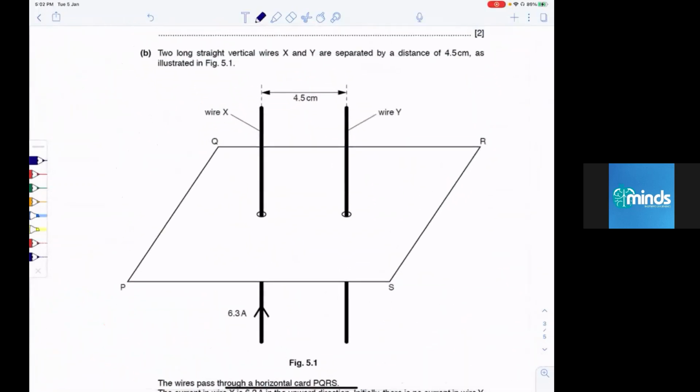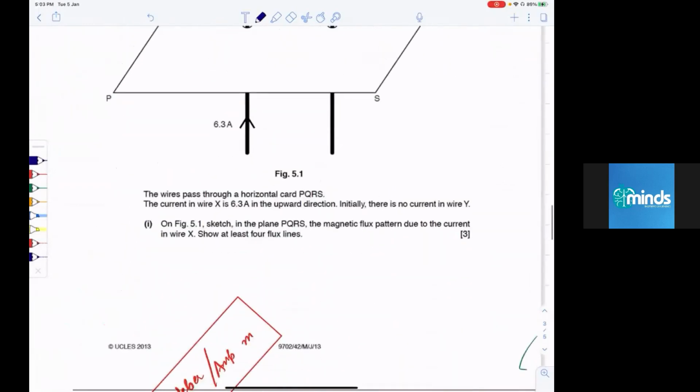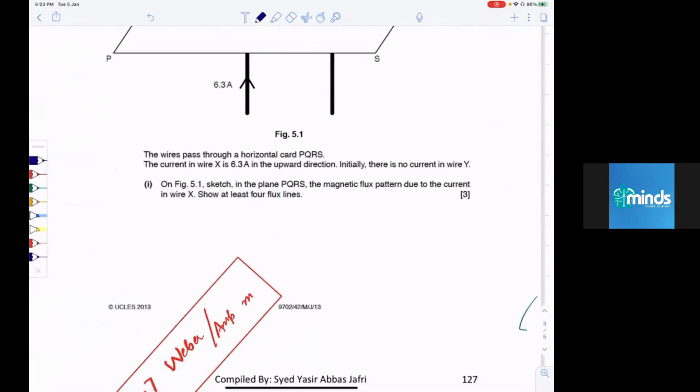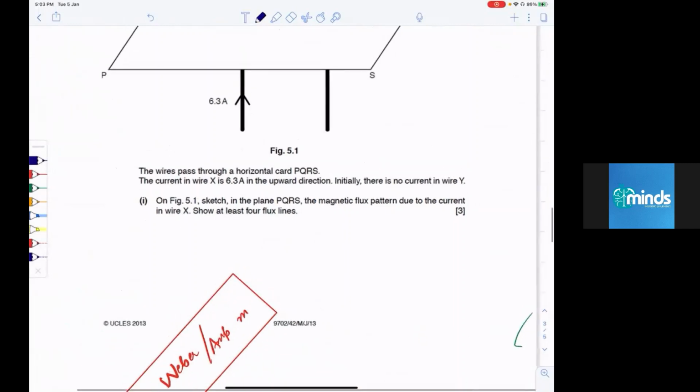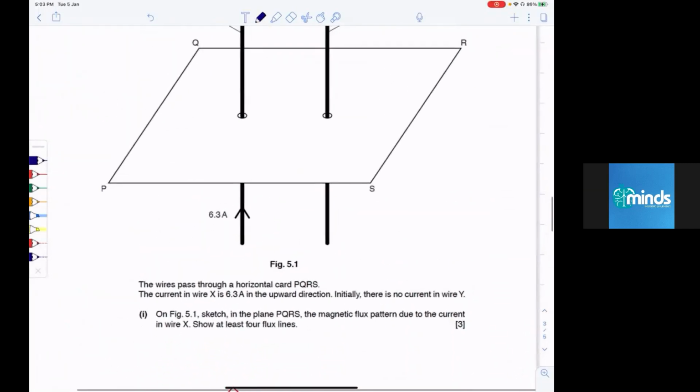Okay, now the question: two long straight vertical wires X and Y are separated by a distance of 4.5 centimeter as illustrated in figure 5.1. The wire Y passes through a horizontal card PQRS. The current in the wire X is 6.3 ampere in the upward direction. Initially, there is no current in the wire Y. On figure 5.1, sketch in the plane PQRS the magnetic flux pattern due to the current in wire X. Show at least 4 flux lines.